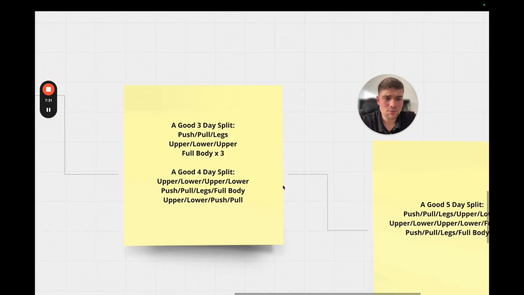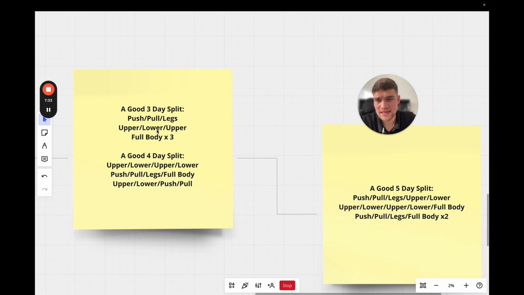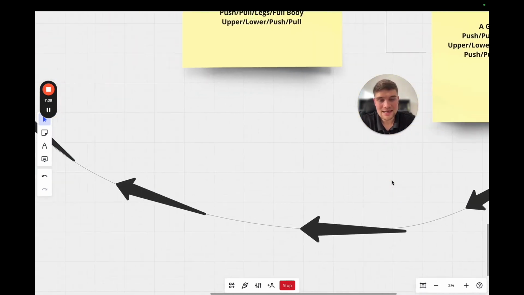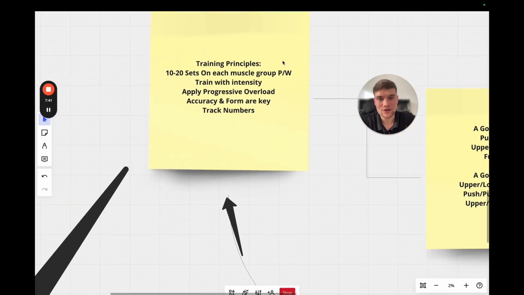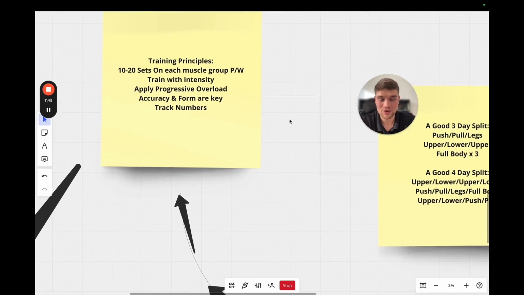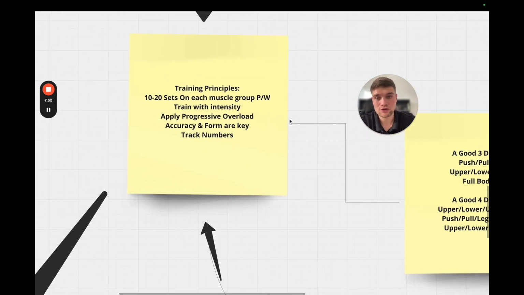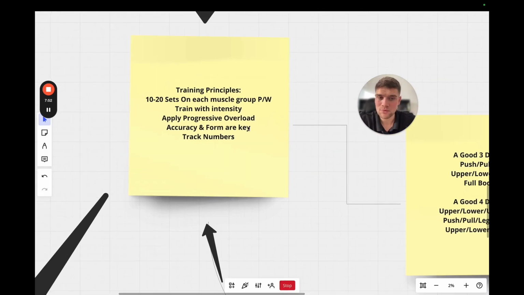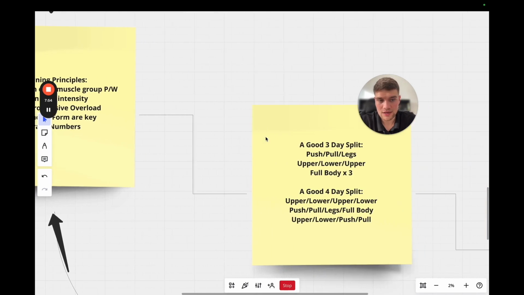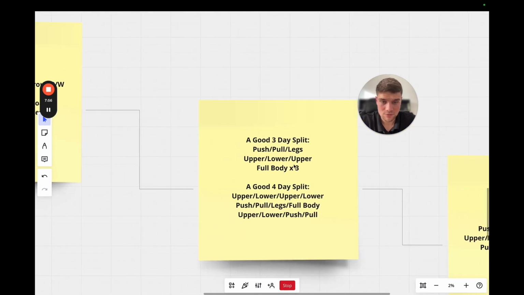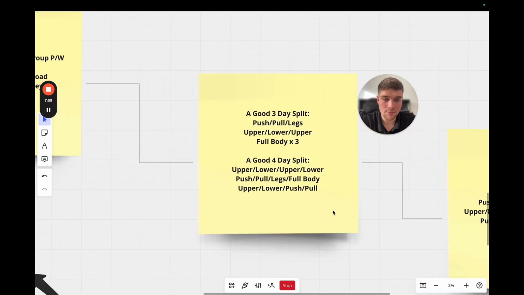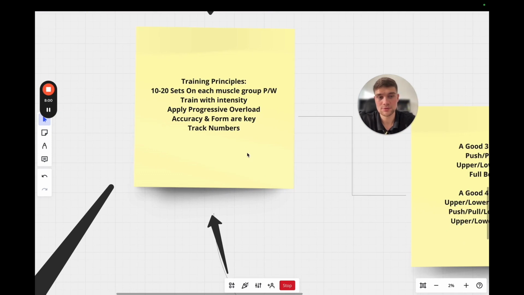Now, these are some good splits to try, 3-day splits here, 4-day splits here, 5-day splits. You can screenshot this and take that as an example. But fundamentally, without actually getting your training principles right, it doesn't matter what training split you do. Whether you're training push, pull, legs, upper, lower, whatever split you do, if you're not training with these principles and nailing these down, you're not going to see the results anyway. So if you are training 3 days, some good splits, 4 days here, 5 days, but please make sure you are applying our training principles.